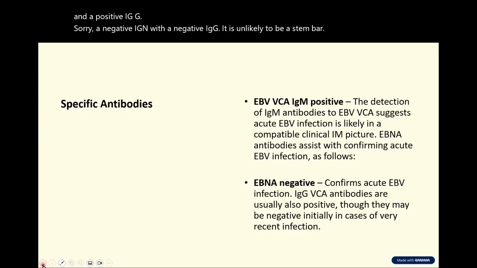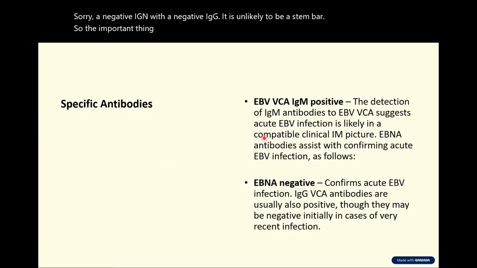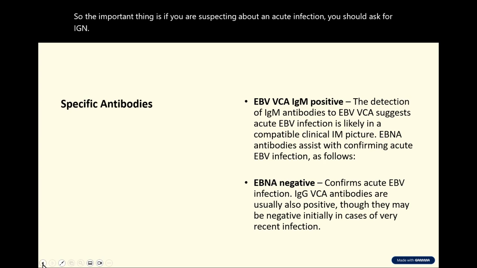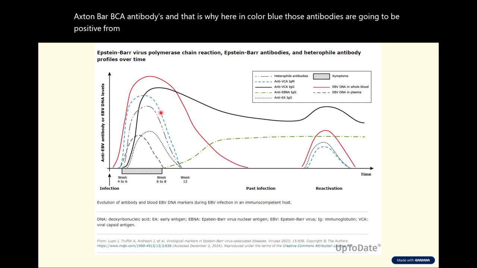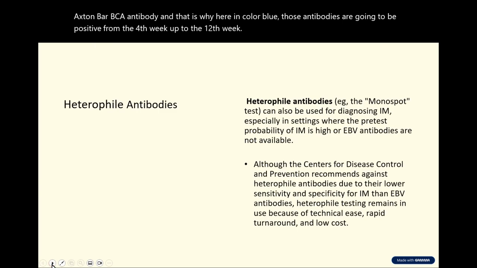So the important thing is, if you are suspecting an acute infection, you should ask for IgM Epstein-Barr VCA antibodies. And that is why here in color blue, those antibodies are going to be positive from the 4th week up to the 12th week of infection.